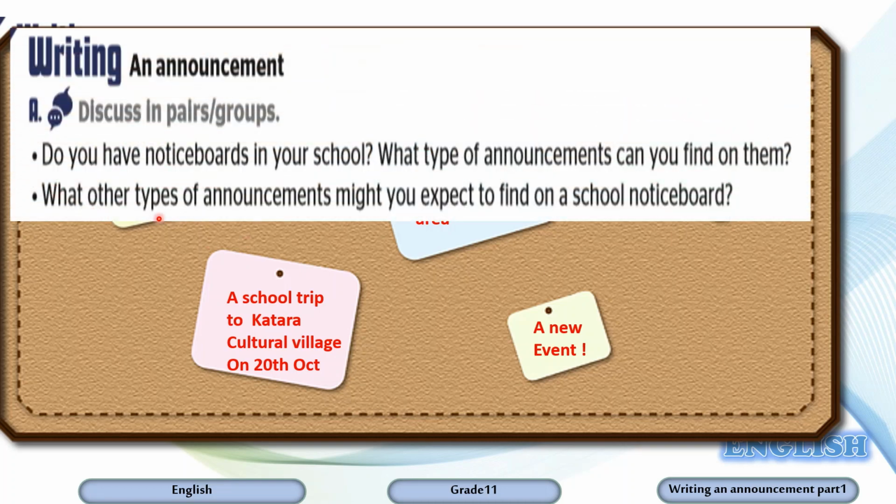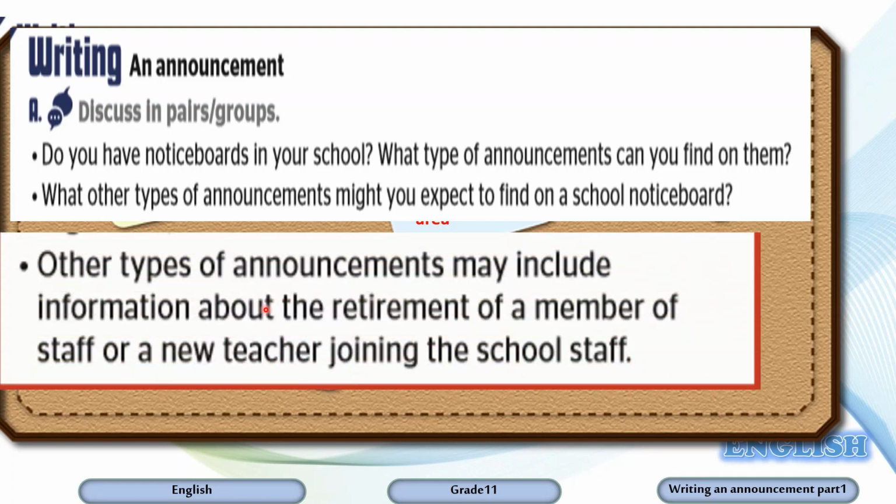What other types of announcements might you expect to find on school notice boards? Can you think of any other announcement that you feel is important to show to students or you expect to find in the future? Other types of announcements may include information about the retirement of a member of staff or a new teacher joining the school staff.